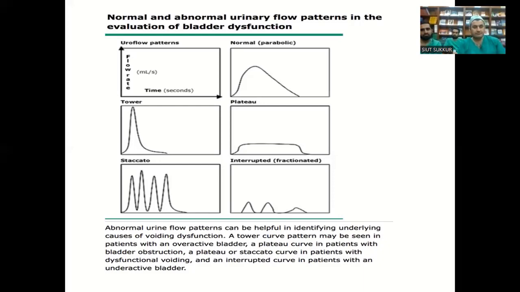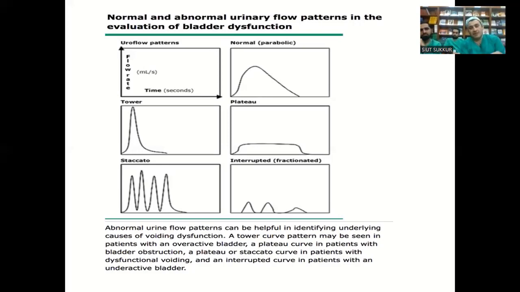What you see in the uroflow is that the patient strains to pass urine, then relaxes, then strains again. This gives rise to the staccato pattern. I'm sorry, my pronunciation may be off. This pattern is because he pushes, then stops, and then pushes again against the resistance of the urethra. So it gives rise to this flow pattern in patients who might be having strictures.